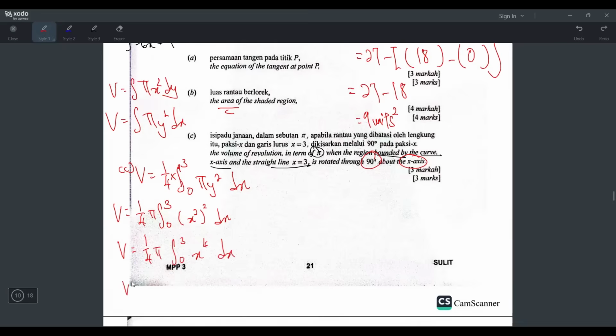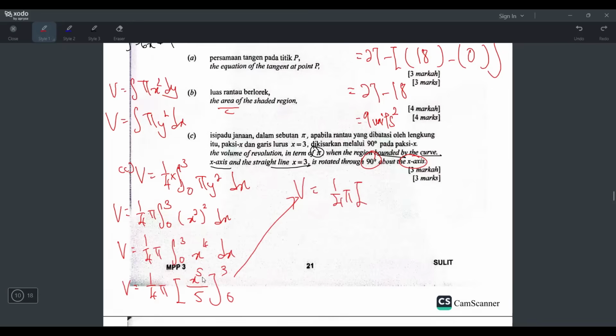And now you integrate. So V equals 1 over 4 pi. When you integrate, you will stop writing this symbol. You will write the big bracket instead. And then integrate power plus 1 is 5, divide with the new power 5, and then 3, 0. Continue here, V equals 1 over 4 pi. For the big bracket here, I cannot simplify inside already.